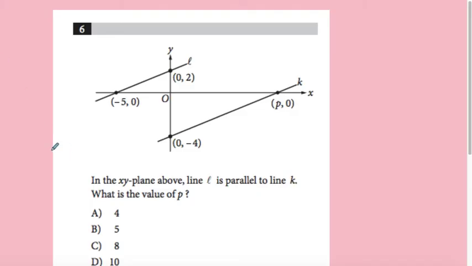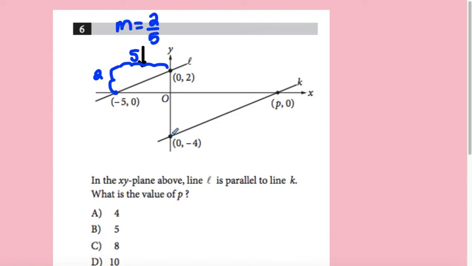All right, last one. It says, in the xy plane, line L is parallel to line K. What is the value of P? So now it wants us to use the slope to do something else. I want to find the slope of the line I have coordinate points for. So I'm going to do rise over run. From this point right here, I'm rising 2 and I'm running 5. So my slope is 2/5.